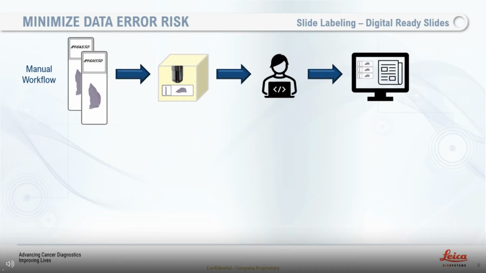The other piece about using barcodes or your slide labeling comes from minimizing your data error risk. And nobody wants error within their databases. So looking firstly at the manual workflow, and the slides here are supposed to represent handwritten slides. And for those of you with a very keen eye, you may notice that the slide at the back says B46H5S0, and the one at the front is B46HSS0. Or is it a 0 or is it an O? It's very difficult to tell and often impossible to distinguish with handwriting.